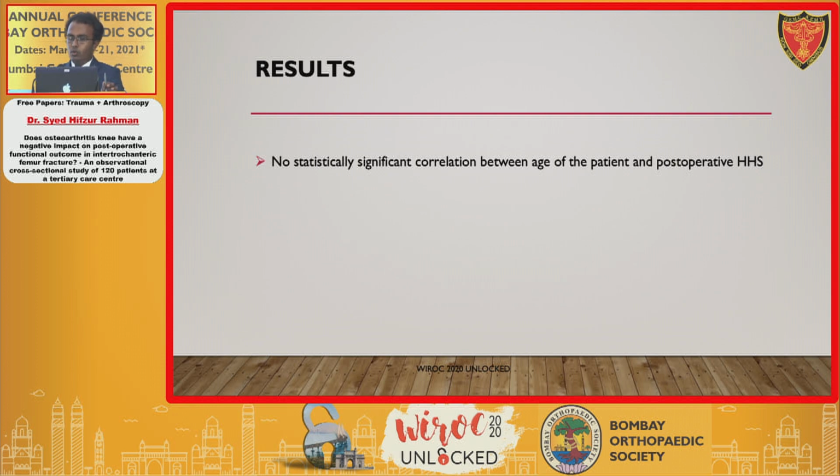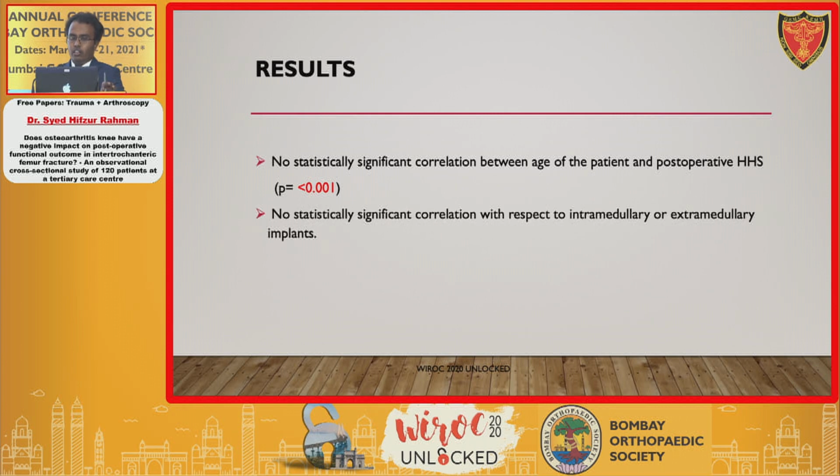There was no statistically significant correlation between the age of the patient and the post-operative Harris hip score, and there was no significant correlation with respect to intramedullary or extramedullary implants at follow-up of 6 months and 1 year. Early studies showed that PFN was better, but over the long-term follow-up of 6 months and beyond, intramedullary and extramedullary implants have the same outcome. And we could show the declining trend in Harris hip score with every increase in KL grade.